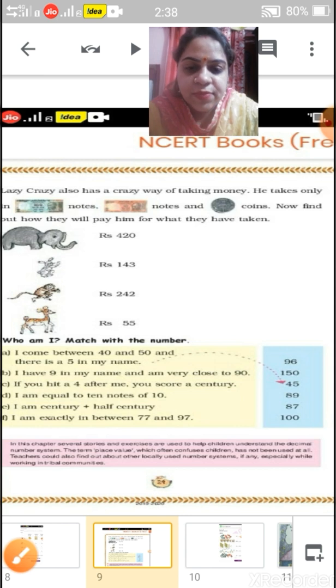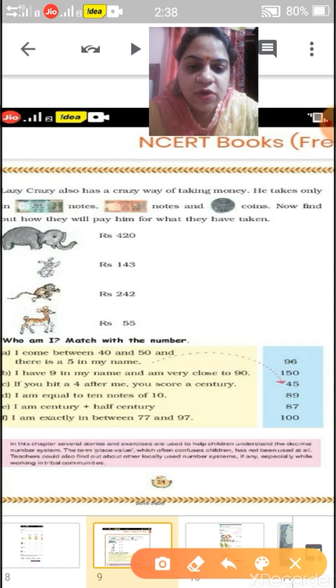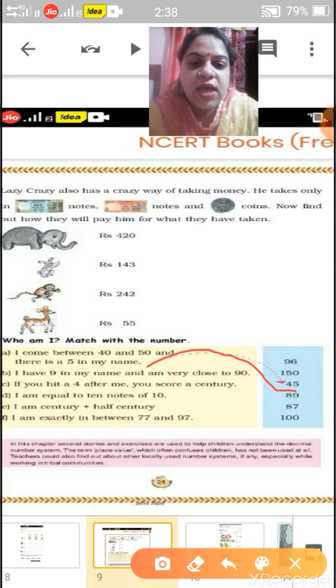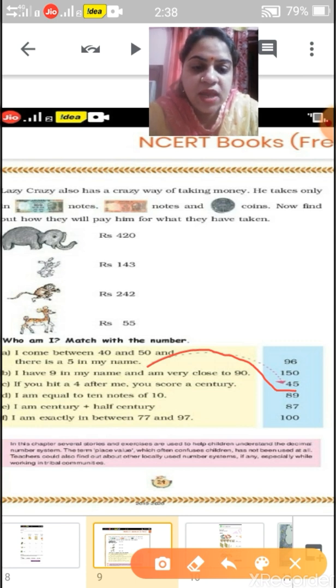Next, I come between 40 and 50 and there is a 5 in my name. For example, the first is done for you. It comes between 40 and 50 and the answer is 45. Next, I have 9 in my name and am very close to 90. 9 in my name, so very close to 90 is 89.